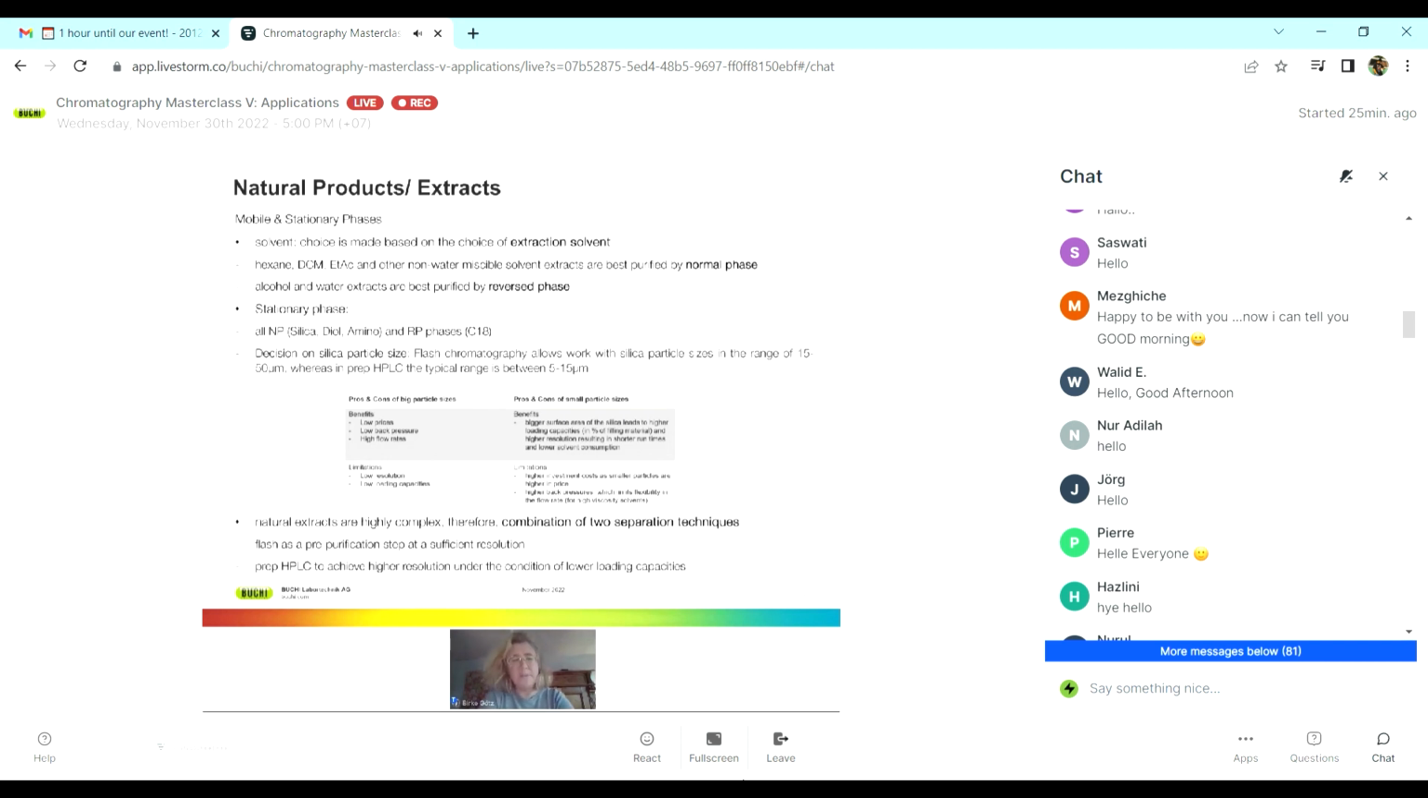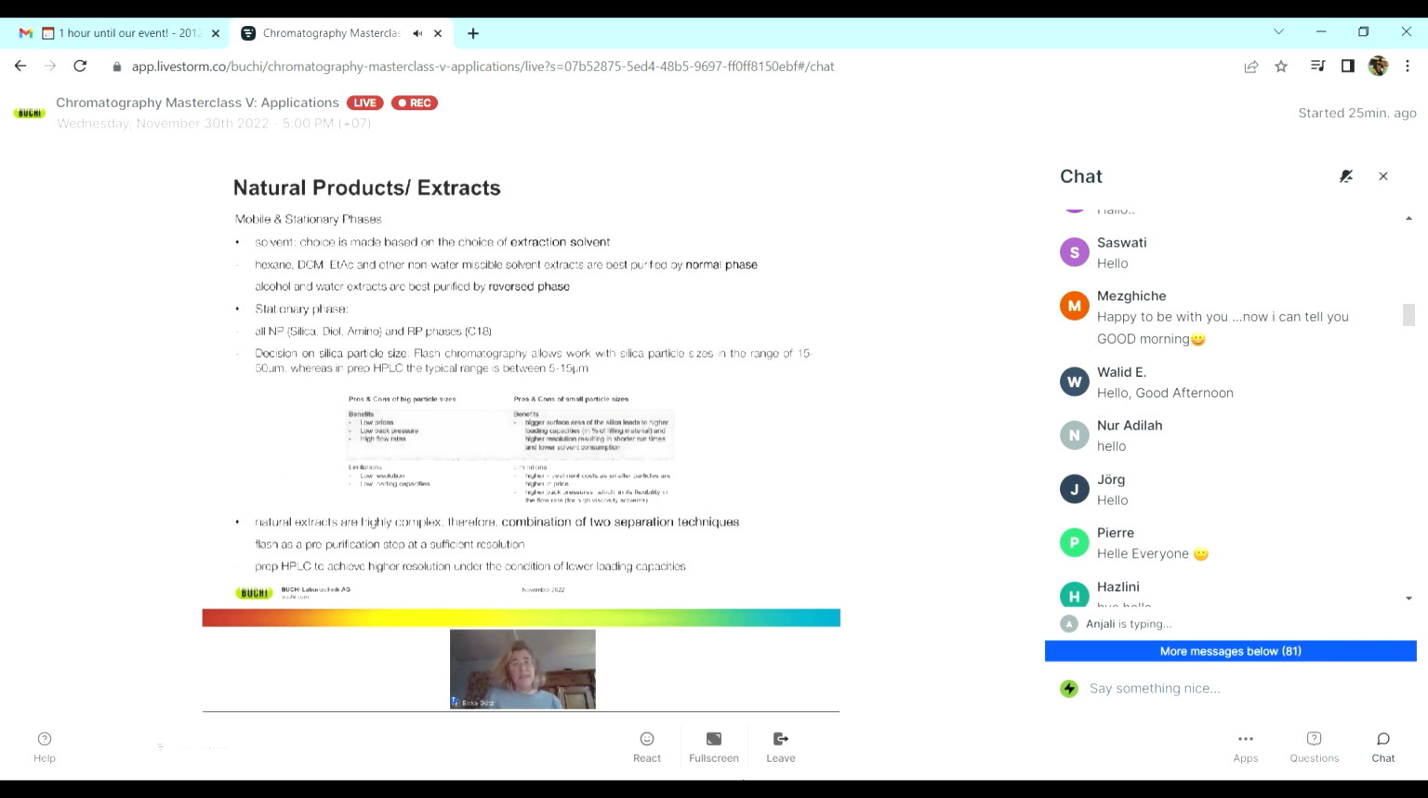But what's typically done for natural products, since the extracts are super complex, is you combine flash and prep HPLC. You start with big particle sizes as a pre-purification step, and then you collect the fractions where you think or know your target compound is, but not at very high purity. You collect this and re-inject it on a prep HPLC column to get the high resolution.